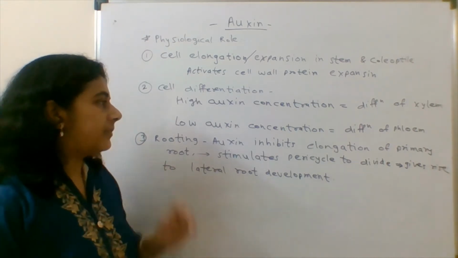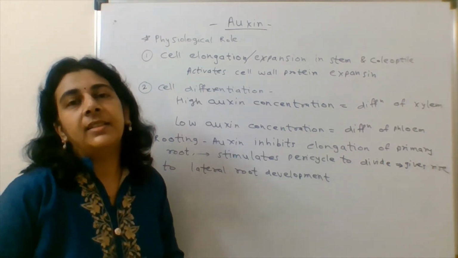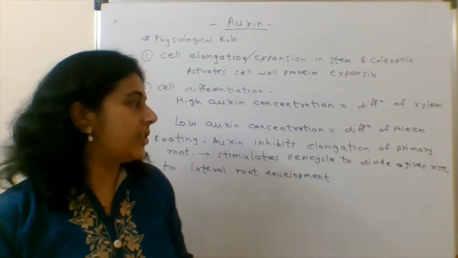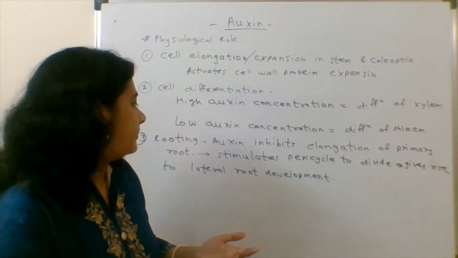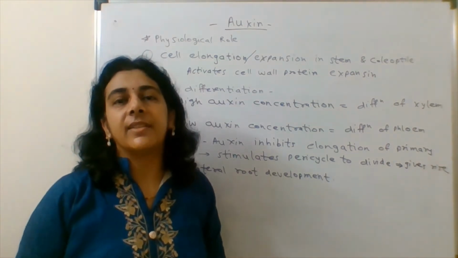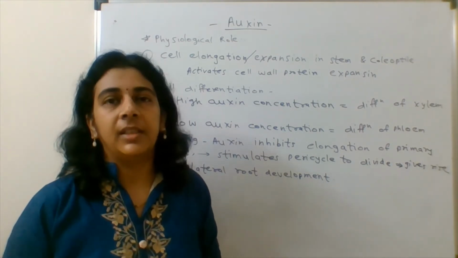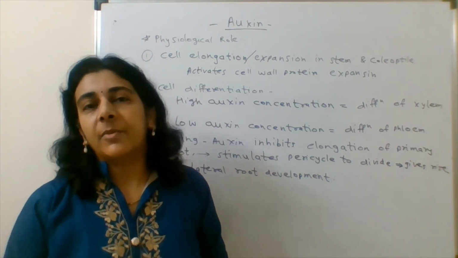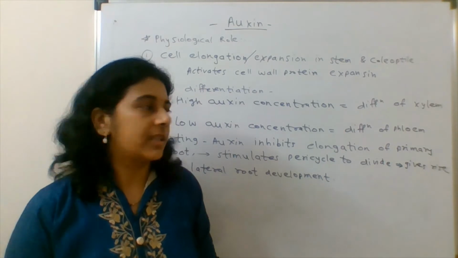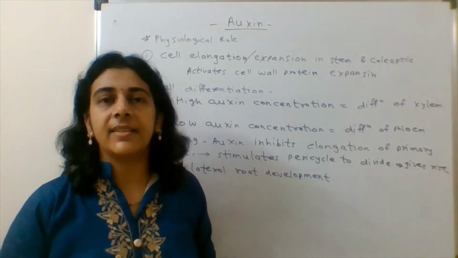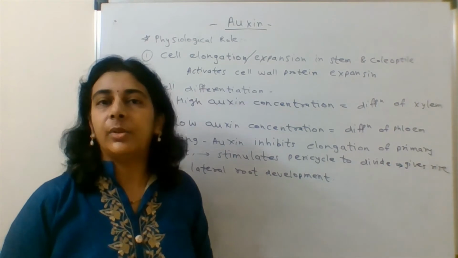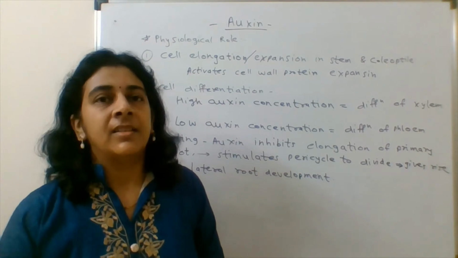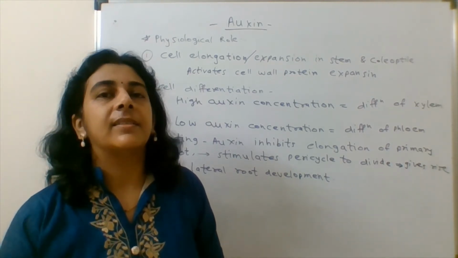Then third physiological role is rooting. See, the plant is having a main root and it can have lateral root development after some period of growth. So this lateral root development is related to auxin. Auxins are responsible for the development of lateral root. This acts on the pericycle cells and it stimulates the pericycle cell to divide, which leads to the formation of lateral root in a plant cell. So these three are the functions.